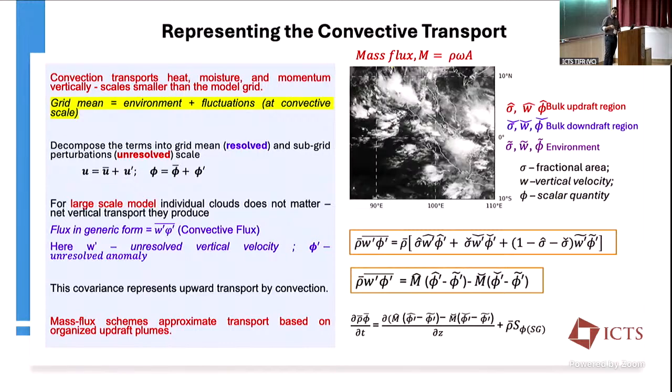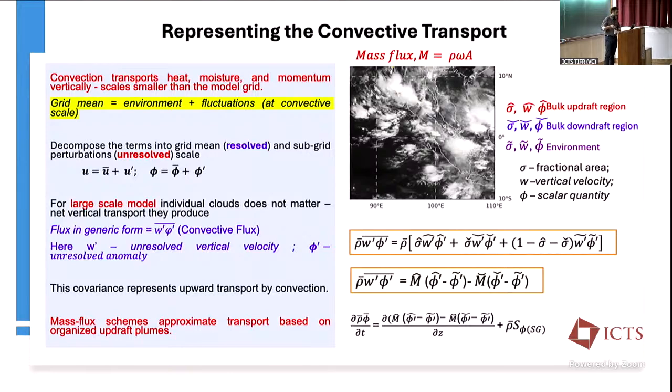So let us assume that the picture, which is a satellite image of clouds, is a grid box. Assume it is a grid box of 10 kilometers by 10 kilometers. The grid box has very bright clouds, which means there are convective pockets, and the dark patches are the environment. So it has the updrafts, downdrafts, and environment in a grid box. Now what we want to do is represent all these three in the mass flux scheme based on different notations.